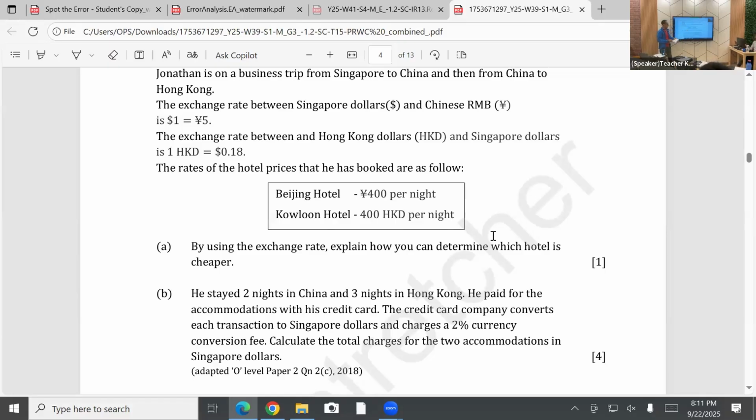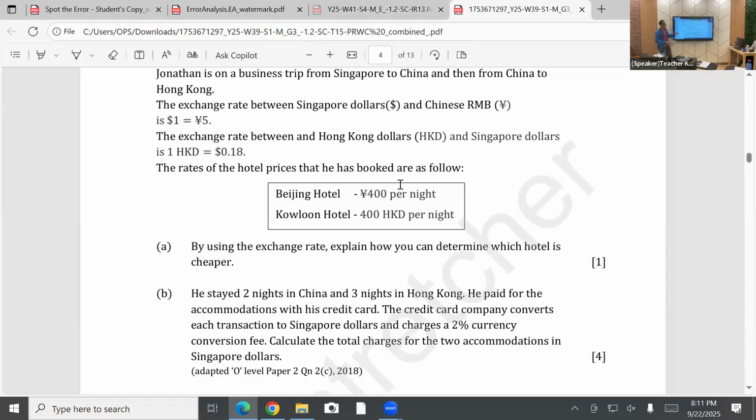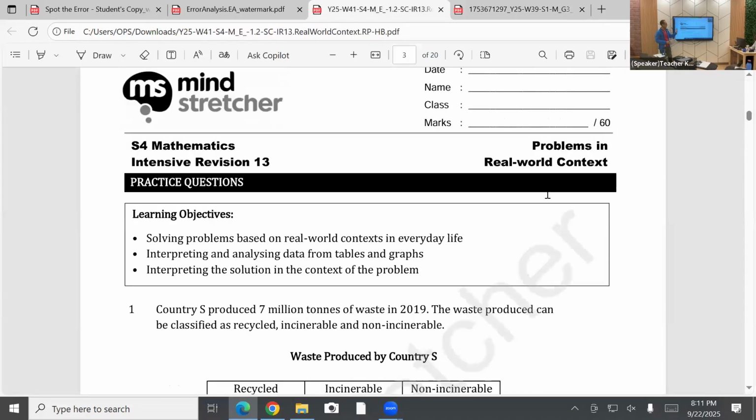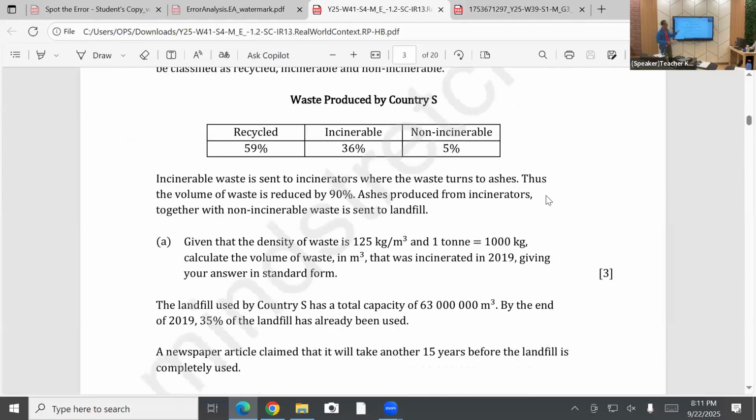Okay, so maybe we can go to the next one, which is the Sec 4. You will see that the Sec 1 questions are simpler and the weightage is maybe only 5-6 marks or so. But for Sec 4, you will notice that there will be more marks given for this kind of questions, right?